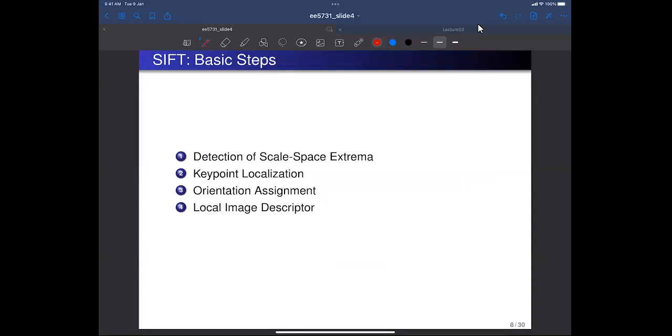Right, so in SIFT, there are 4 steps. One is detection of scale space extrema. The second is key point localization. The third is orientation assignment. And the fourth is the local image descriptors. So let's take a look at the first step, detection of scale space extrema.